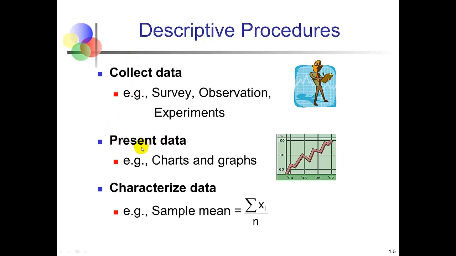Presenting data. You actually spent a chunk of your Business 101 course developing charts and graphs. We'll do a little bit more of that here in this course. The charts and graphs that you created are a way to present the data. The third part of that is characterizing data, and you've done some of that before. We did that just a moment ago. We calculated a number to describe that data. So anytime we calculate a number to describe the data, we're characterizing the data.